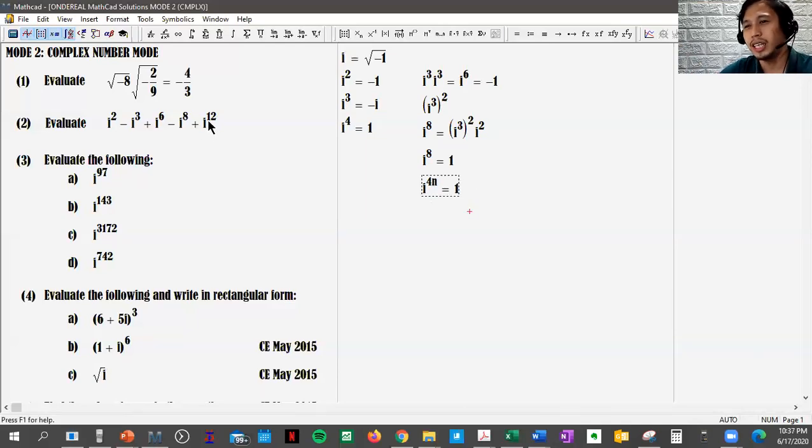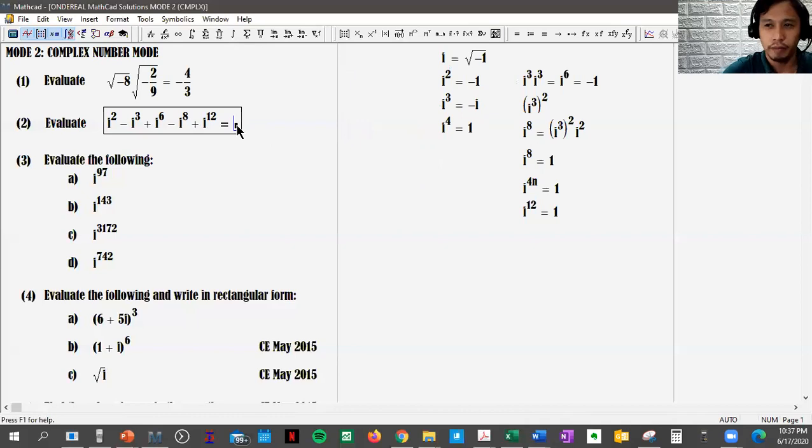Ganun yan. So this 12, since that is a multiple of 4, then i raised to 12 must also be 1. So if we are to evaluate this, i squared is equal to -1, while i cubed is equal to -i, right? i raised to 6 naman is equal to, what's that again? -1. Then minus i raised to 8. i raised to 8 is 1, and i raised to 12 is also 1. Okay? So evaluating that, that gives us 1.